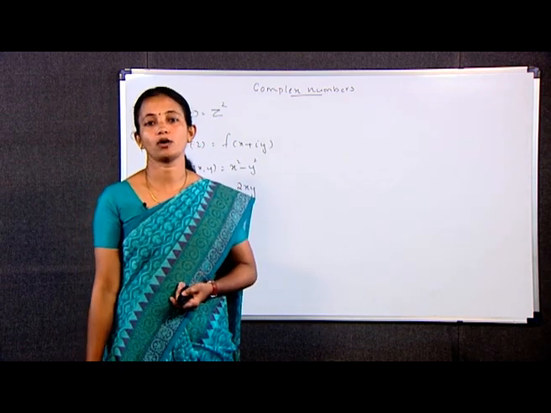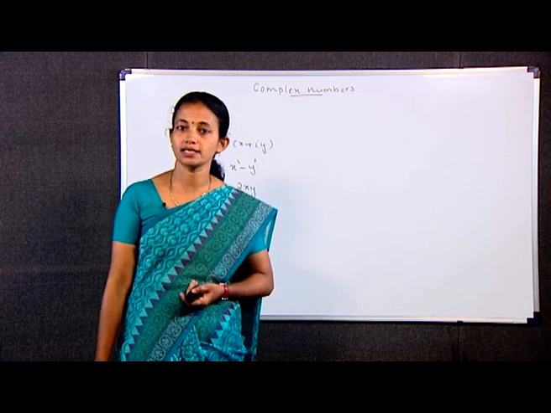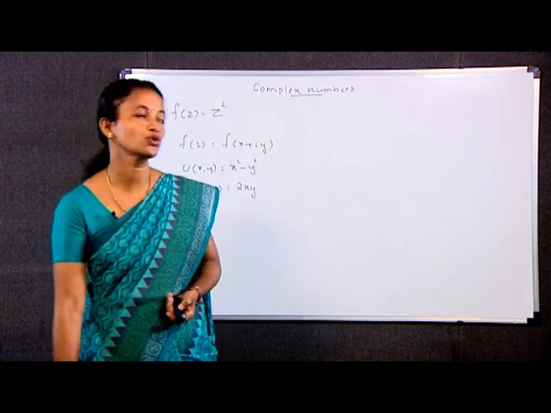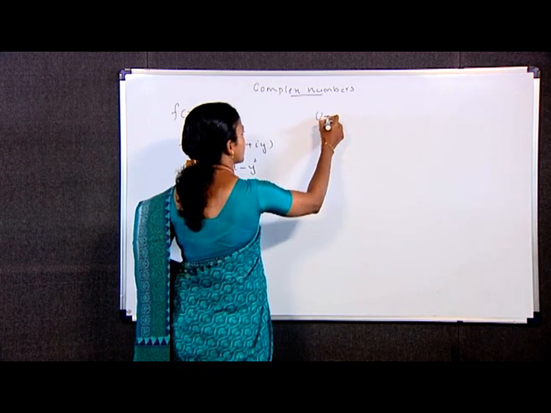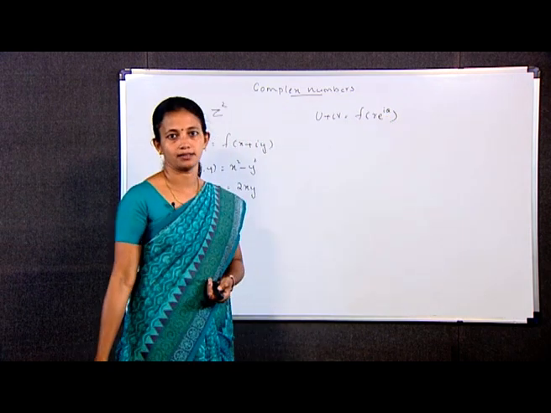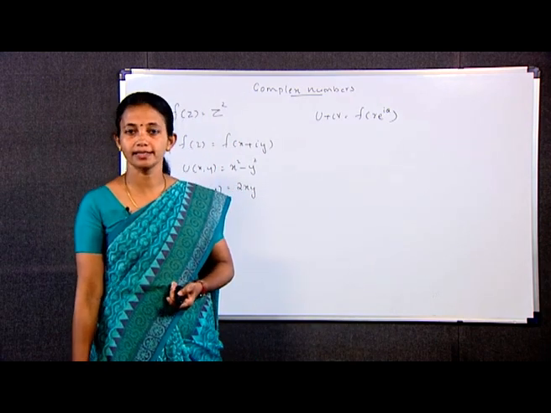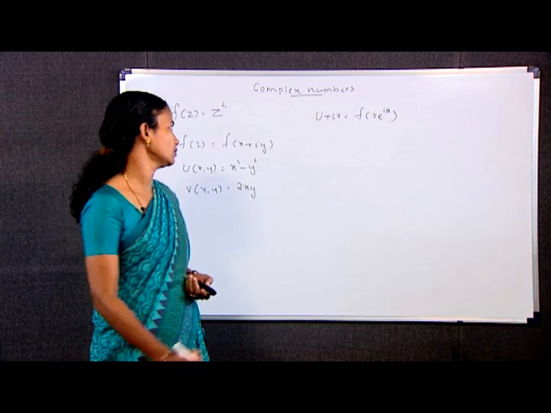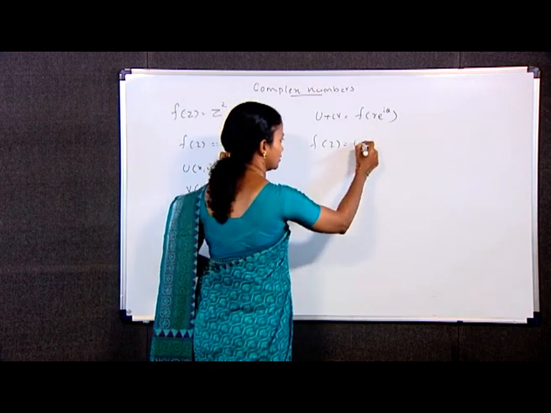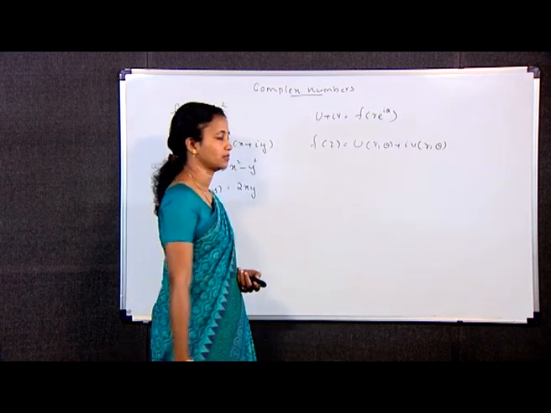So, now use of polar coordinates. If the polar coordinates r and theta instead of x and y are used, then u plus iv is equal to f of r e raised to i theta, where w is equal to u plus iv and z is equal to r e raised to i theta. In that case, we can write f(z) is equal to u(r,theta) plus i v(r,theta). Mark it as equation number 2.